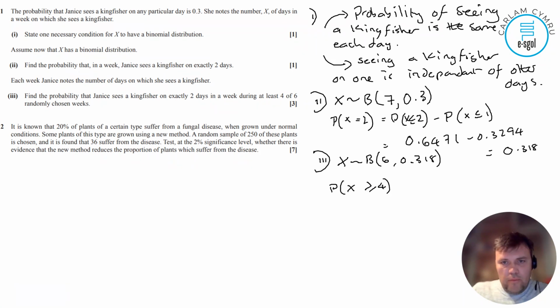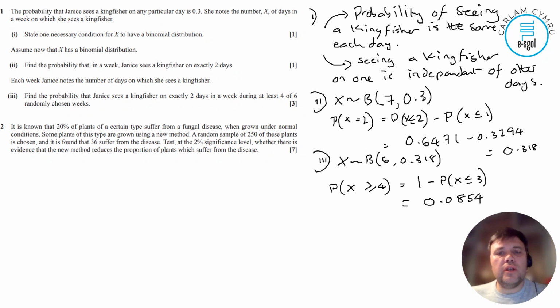Which is 1 minus the probability of X less than or equal to 3. So X less than or equal to 3 is 0, 1, 2, and 3. And again, I worked this out previously, I just worked out the actual value itself, and that was equal to 0.0854. And as I said before, you can look at these and work your way through them yourself.